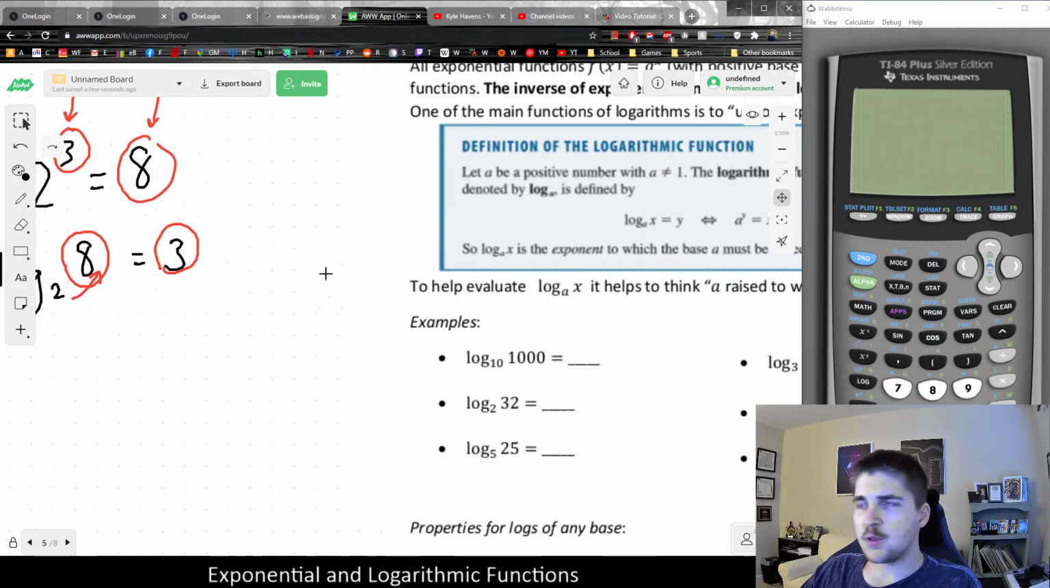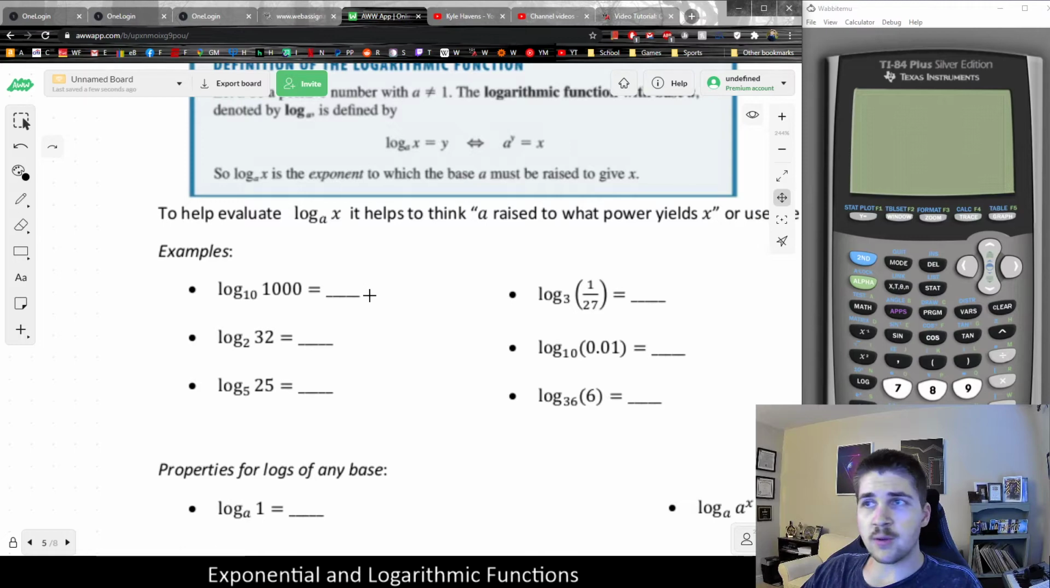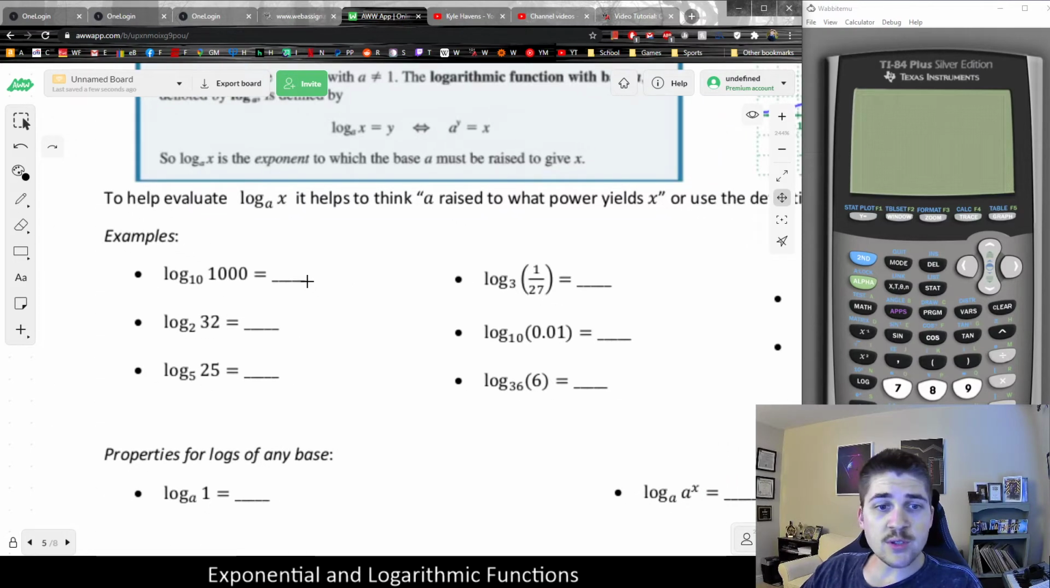So let's practice a few more. Let's practice a few logarithms and try to figure them out without using a calculator. Of course, you can use a calculator, and I'll show you how to do that shortly.